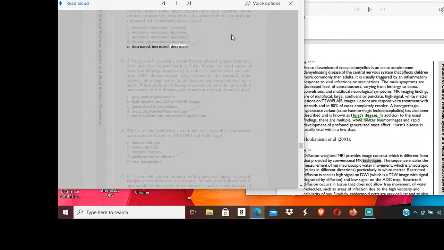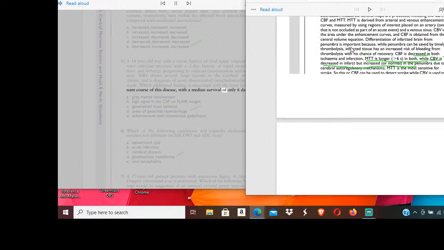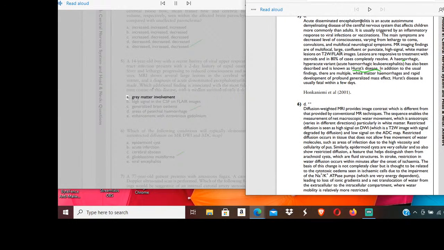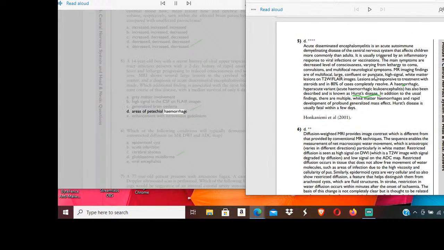5. A 14-year-old boy with a recent history of viral upper respiratory tract infection presents with a 2-day history of rapid onset of fever and lethargy progressing to reduced consciousness and seizures. MRI shows several large lesions in the cerebral white matter, and a diagnosis of acute disseminated encephalomyelitis is made. Which additional finding is associated with the most fulminant course of this disease, with a median survival of only 6 days? A. Gray matter involvement. B. High signal in the CSF on FLAIR images. C. Generalized brain edema. D. Areas of petechial hemorrhage. E.